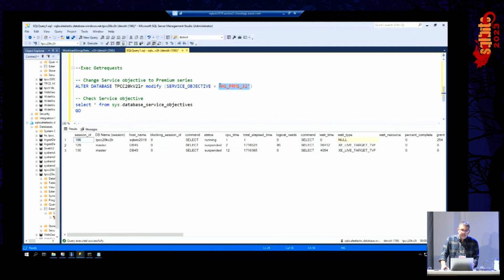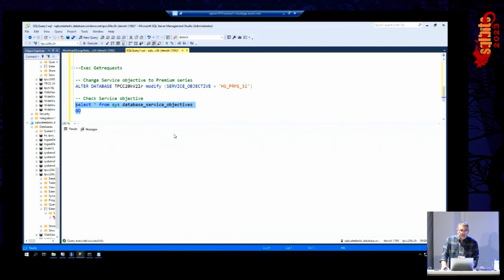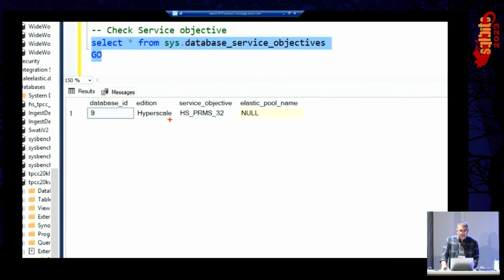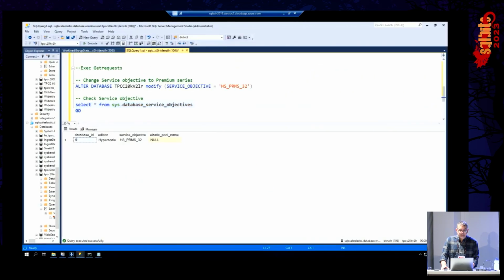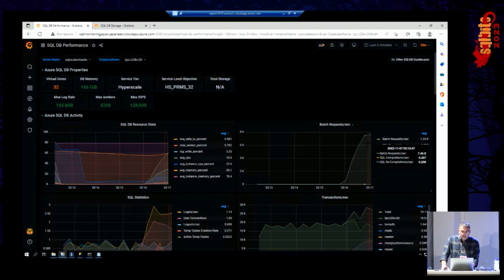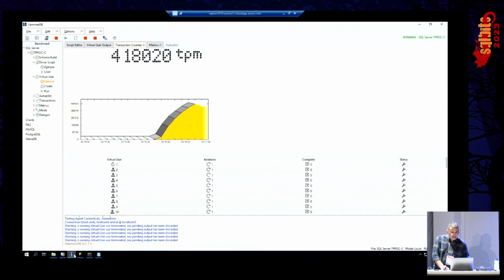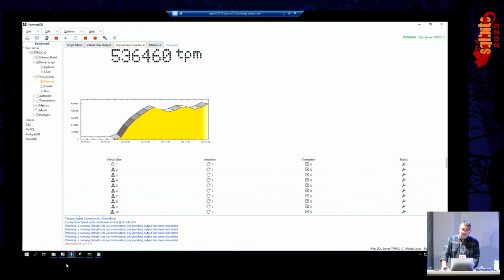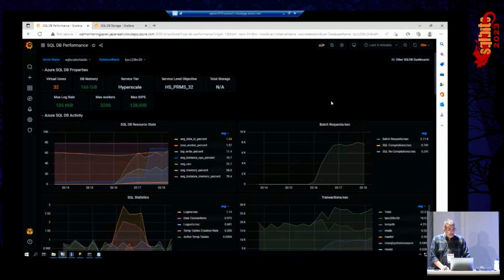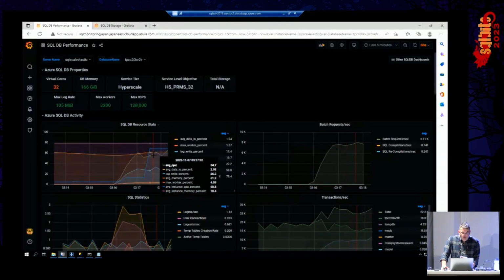The service objective that you'll see is HS_PRMS_32. So if we do a select star from database service objectives internally, we'll see the HS_PRMS premium series 32. And then, if we look at batch requests per second, they've gone up quite a bit. They'll still go up further, but it was 6.3 thousand odd. Our TPM has gone up to 536,000 from the 383 odd thousand.